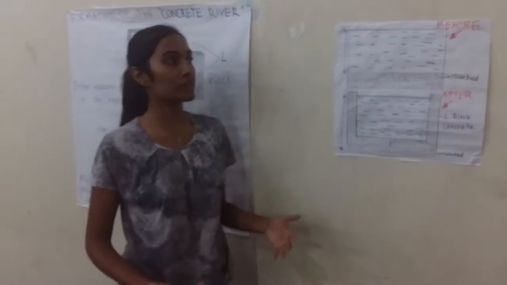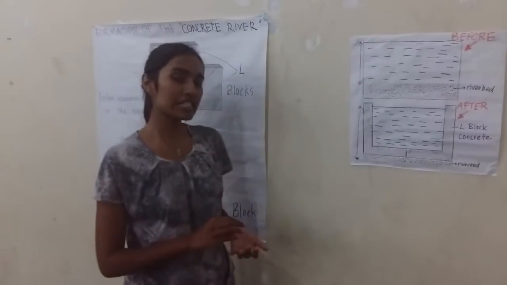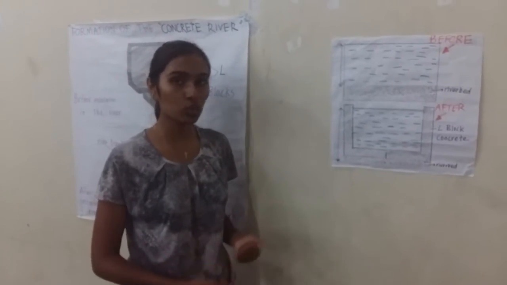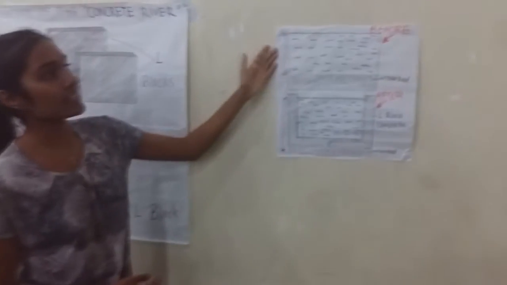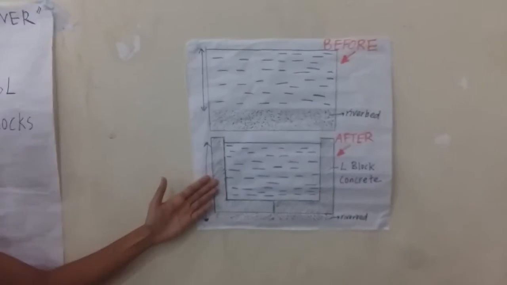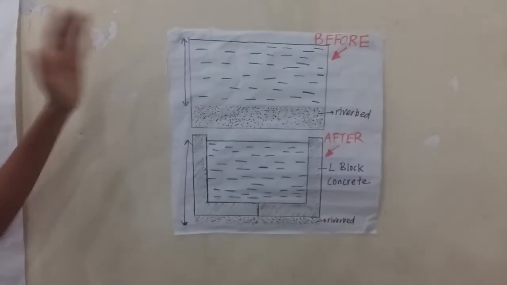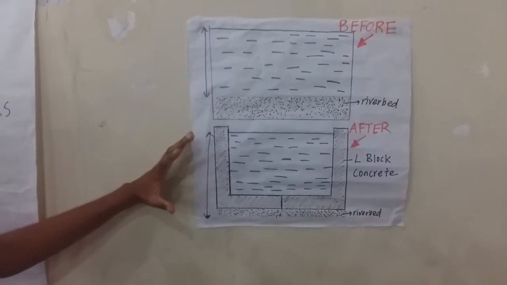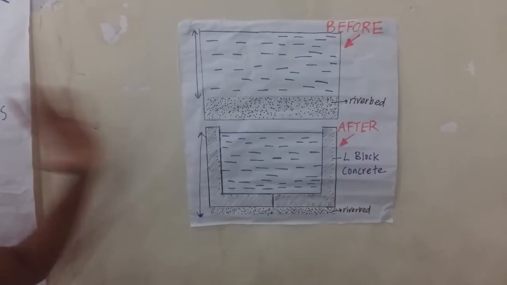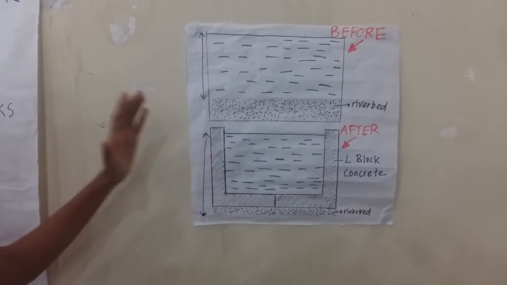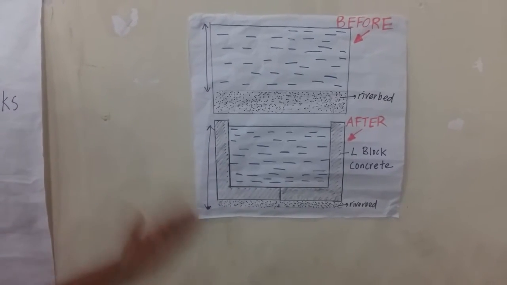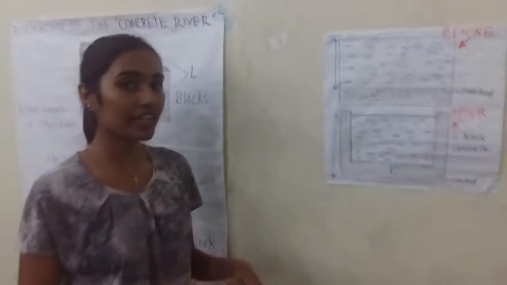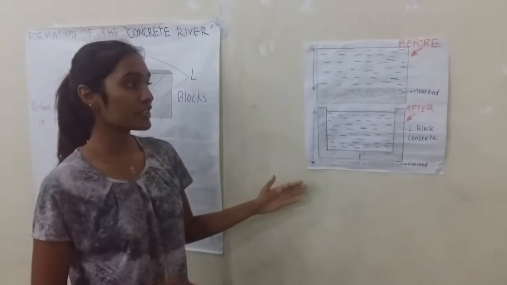Now proceed to further explain about the installation process. Firstly, the riverbed will be dug a few inches deep so that the depth of the river as a whole would increase. As you can see here, this is before the digging process and this is after the digging process. Before the digging process, the depth of the river is minimal, whereas after the digging process, the depth of the river has increased. Only after the depth of the river has increased, the L block concretes would be installed. The merging of these L block concretes will create an environment that will prevent the water from overflowing.